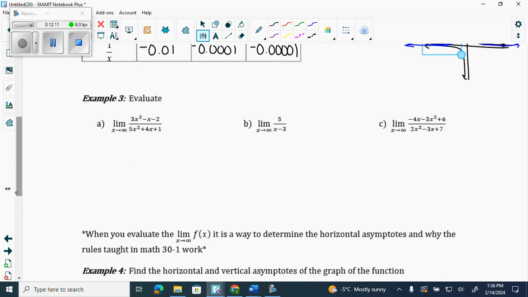Okay, we're going to evaluate these. I want you to give me the horizontal asymptote of this first one. Do you remember your rules? Anyone? This is going to be y equals what? Are they the same degree? If they're the same degree, you can take the leading coefficients, correct? And make a fraction out of them. So what's it going to be? Y equals 3 over 5. We agree?